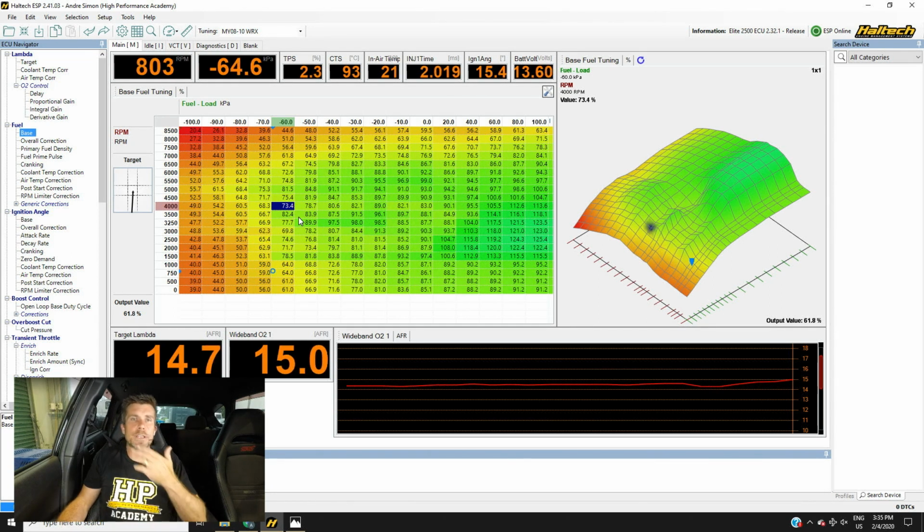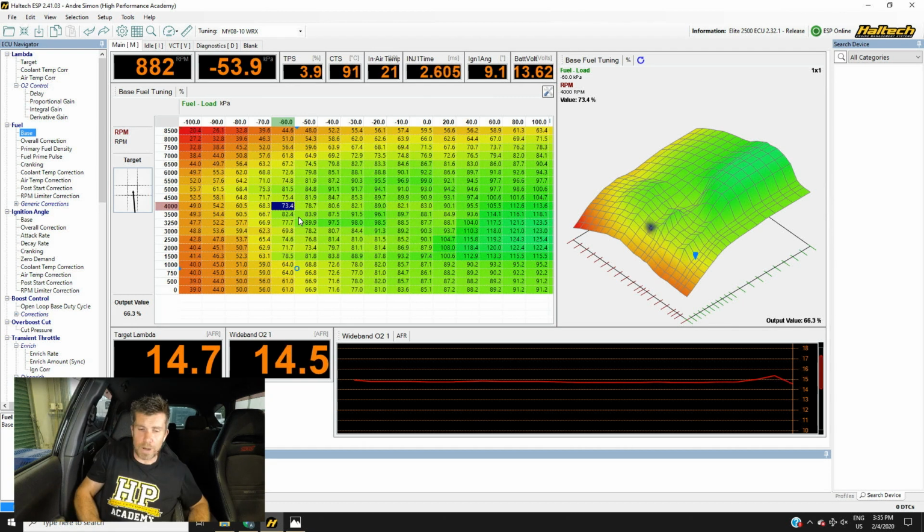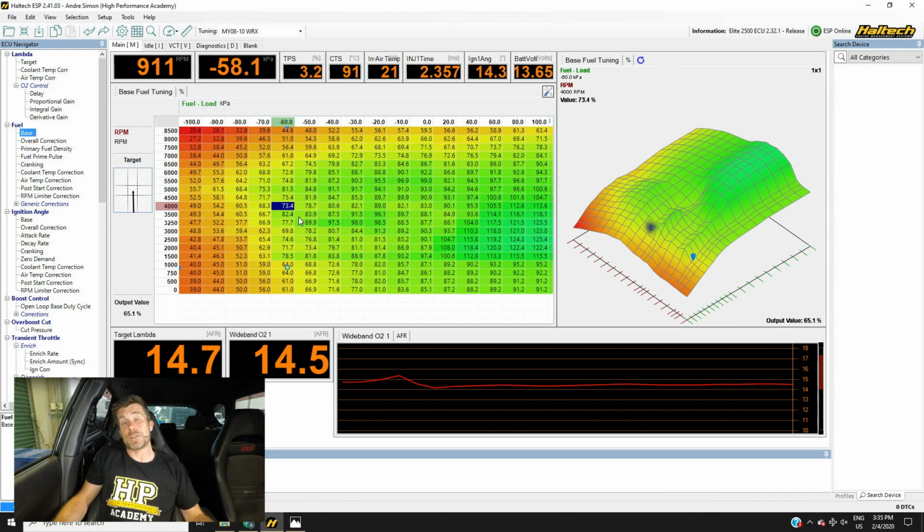If you don't have this right, you get into a situation where you're chasing your tail. You might have a lean hesitation on tip-in, and you're trying to fix this with your acceleration enrichment, but the real problem is that you might have a lean hole in your fuel map, and in order to combat that you've got to overcompensate with the acceleration enrichment. Then you get to an area where your fuel table is actually right, and now your acceleration enrichment is overkill and you're all of a sudden too rich.